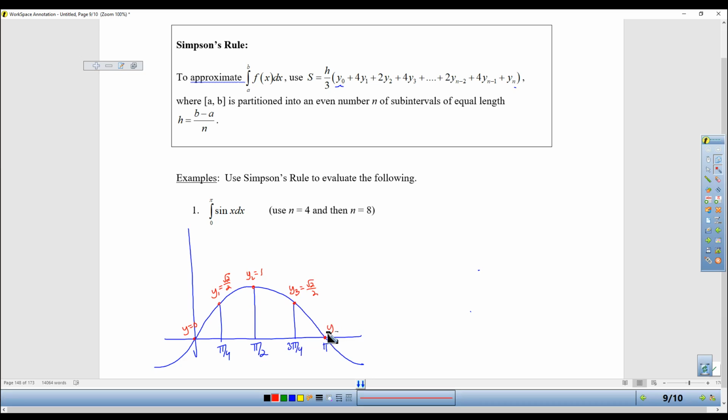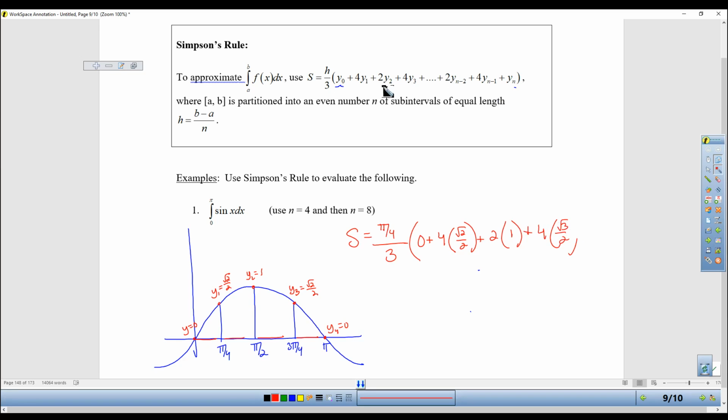And then our last one, y4, goes back down to 0. So Simpson's rule says you can take the height. Luckily these are all even intervals, so you can use Simpson's rule. They're all pi fourths divided by 3. And I'm going to do y0 plus 4 times y1 plus 2 times y2 plus 4 times y3.